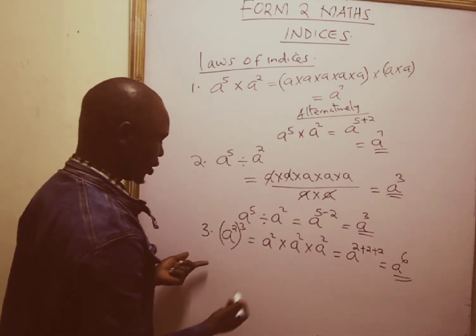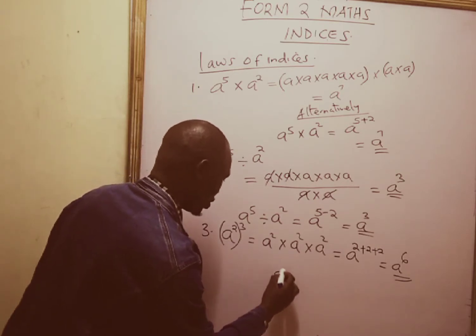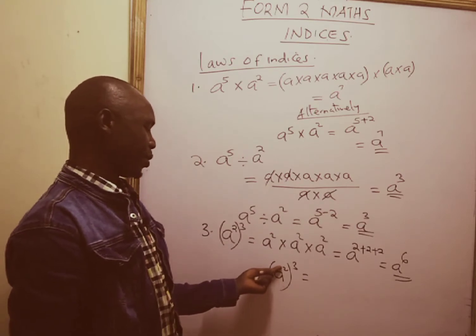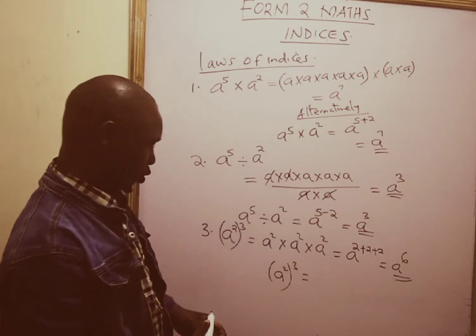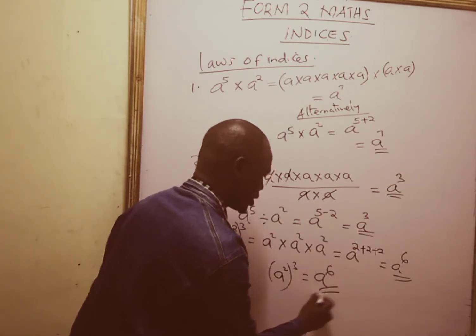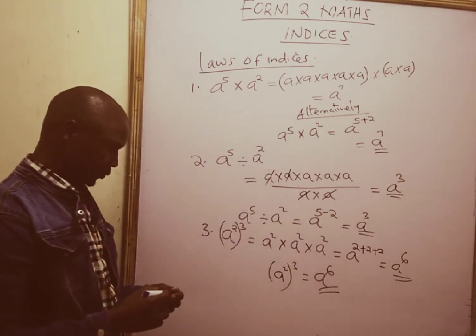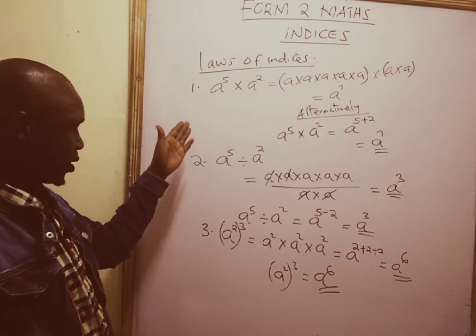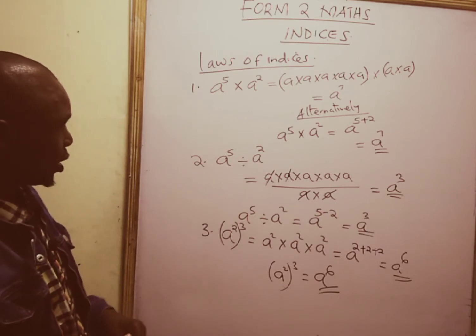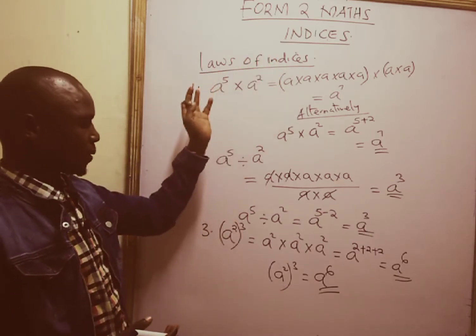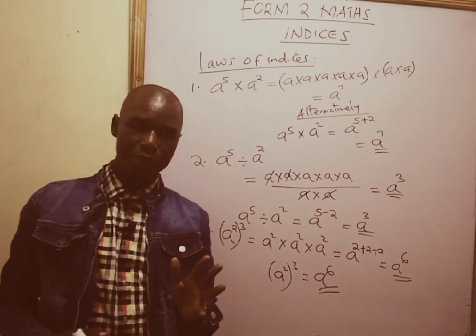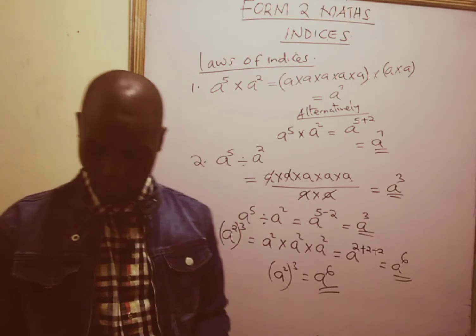Alternatively, we can take a squared raised to power 3. You open up the power by multiplying 2 times 3 to give you a power 6 directly. Those are the 3 rules which are going to govern the subtopic indices, and in this case these rules can only apply if the bases are the same.